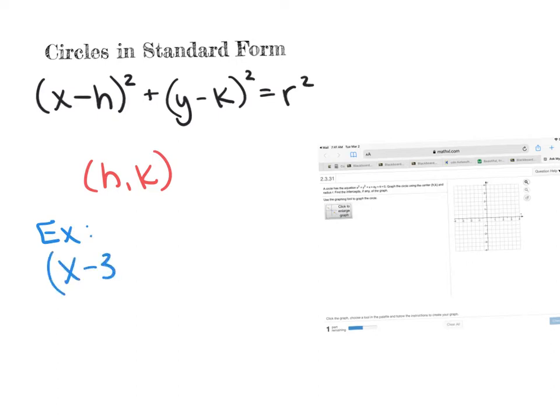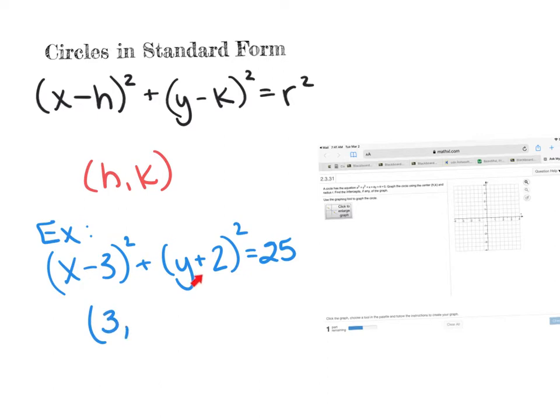x minus 3 squared plus y plus 2 squared equals, let's say, 25. When we look at something like this, the first thing we're going to do is identify h and k. In this equation, remember, you flip the sign. So if this is negative 3, when it comes out, it's going to be positive 3. And if this is a positive 2, when we flip it, it becomes a negative 2.